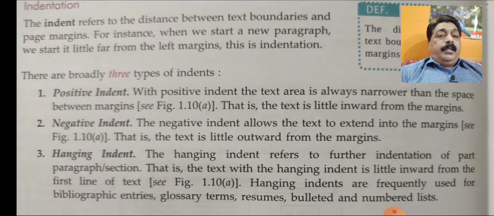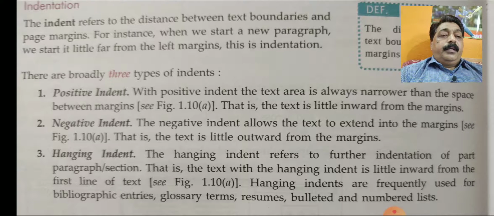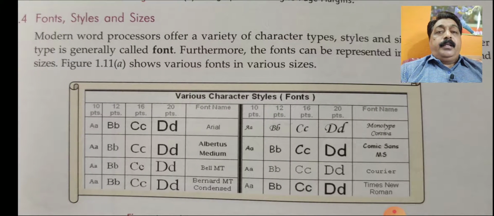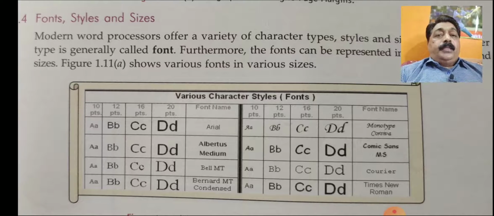And hanging indent refers to further indentation of a part, paragraph or section. That is, the text with the hanging indent is a little inward from the first line of text. Hanging indents are frequently used for bibliographic entries, glossary terms, resumes, bulleted and numbered lists. It depends on us if we want to have it. Then font styles and sizes.